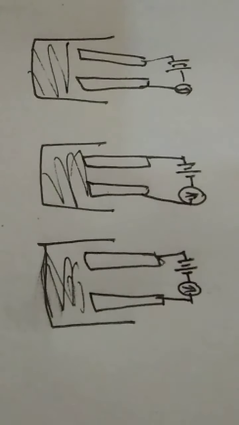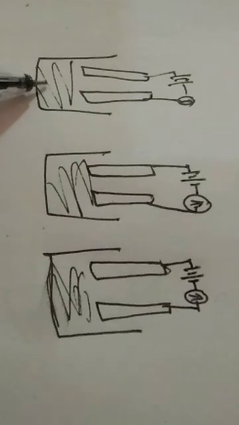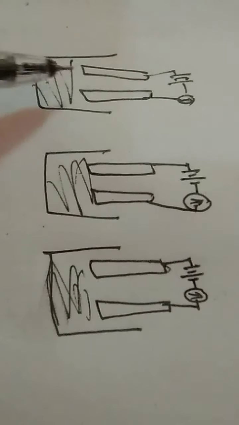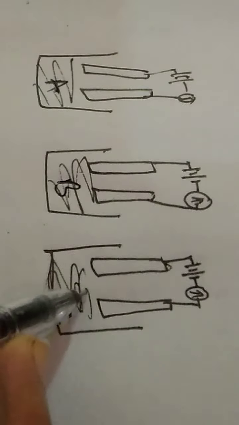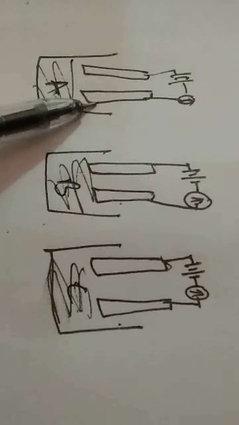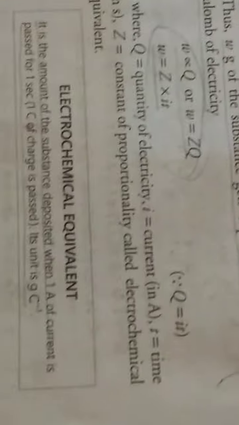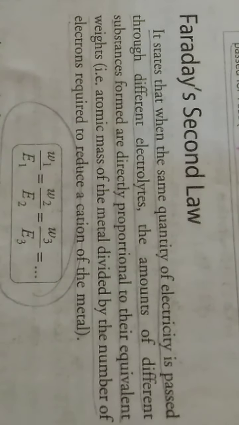Okay, so if these are the 3 cells having different electrolytes, and if we pass the same amount of current or electricity through these 3 cells, then this is electrolyte A, B and C. These 3 electrolytes are different. Then different substances are deposited on the electrodes. So the amounts of the different substances that are formed will be directly proportional to their equivalent weight.